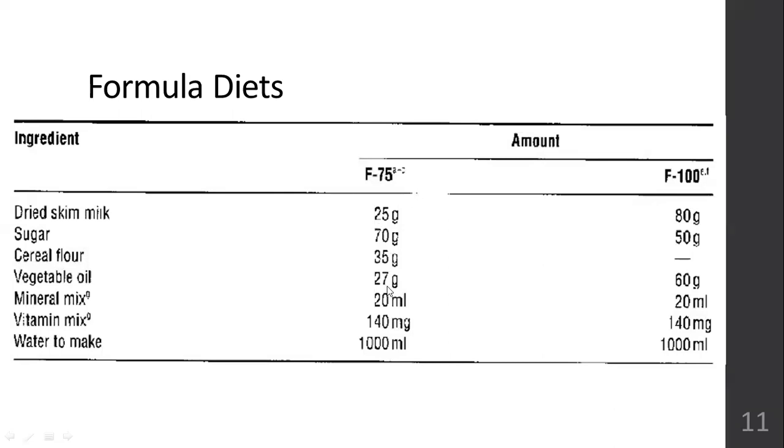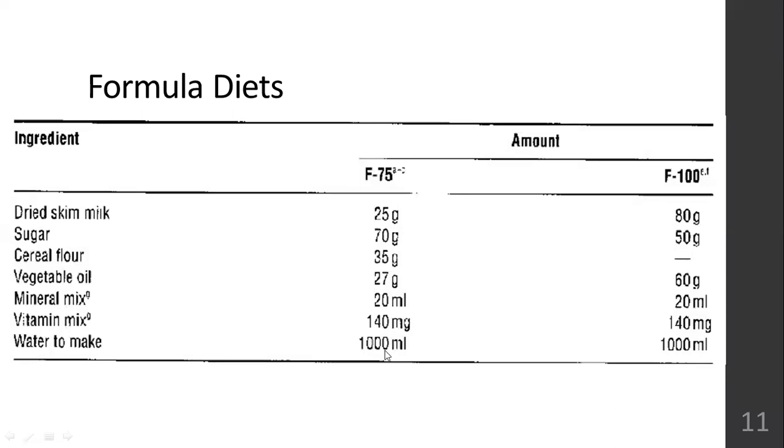So here in this table, you can see what all are the contents of F75 and F100. The only difference here is F75 has cereal flour, that is either rice or wheat, maize, ragi, or any cereal flour will be there. In F100, there is no cereal flour. Since F100 has high calories, basic contents will also be higher in quantity. It is made with skimmed milk, milk powder, sugar, cereal flour, vegetable oil, mineral mix, vitamin mix, and water.